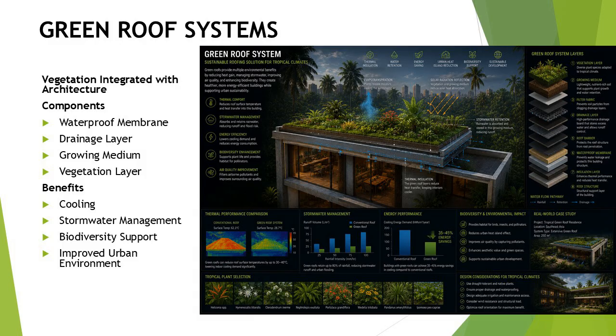These systems provide multiple environmental benefits simultaneously. First, vegetation shades roof surfaces. Second, evapotranspiration cools surrounding air. Third, green roofs reduce storm water runoff. Fourth, they contribute to biodiversity within urban environments.